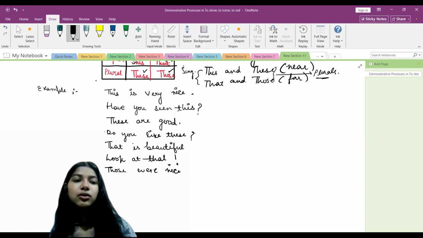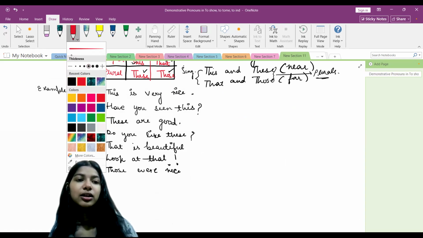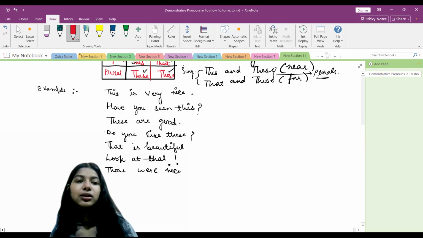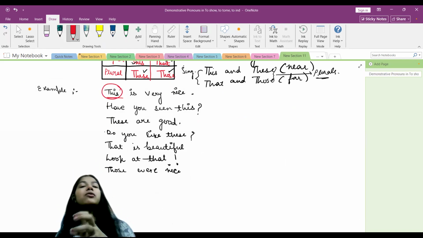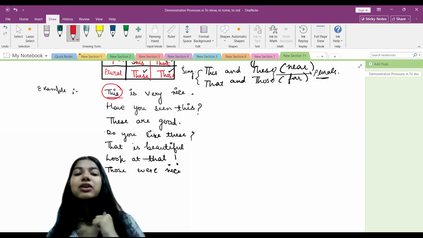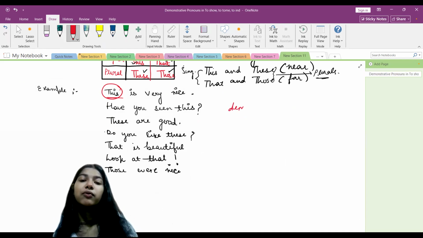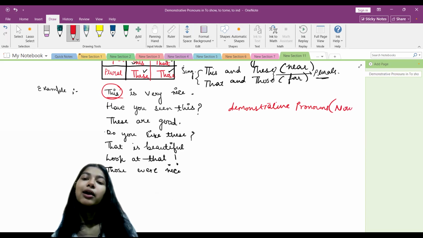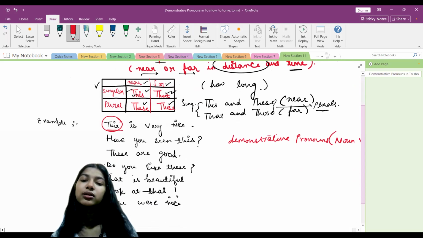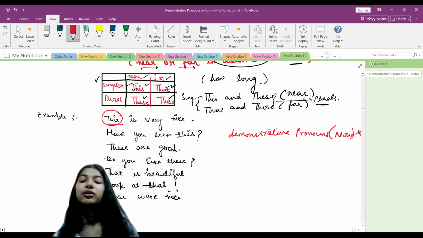Now let's understand some examples of demonstrative pronouns. Let me change the color so that we can easily find it. This is very nice. We already know about the thing when we use the demonstrative pronouns. Also, whenever we are using a demonstrative pronoun, there will be no noun after it.